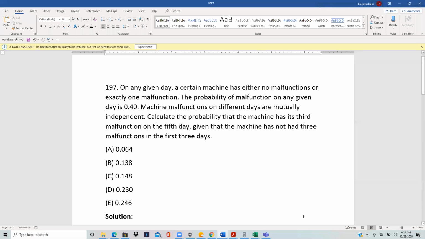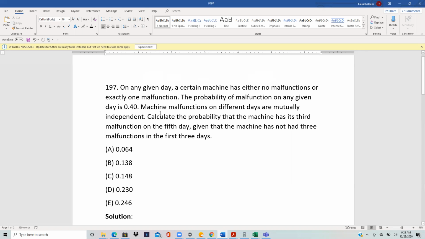On any given day, a certain machine has either no malfunction or exactly one malfunction. The probability of malfunction on any given day is 0.4. Machine malfunctions on different days are independent. Calculate the probability the machine has its third malfunction on the fifth day.